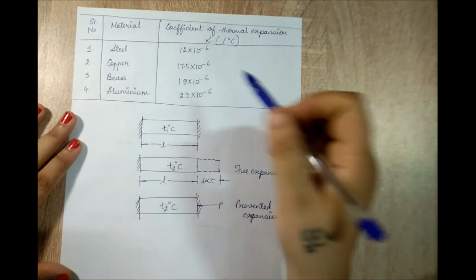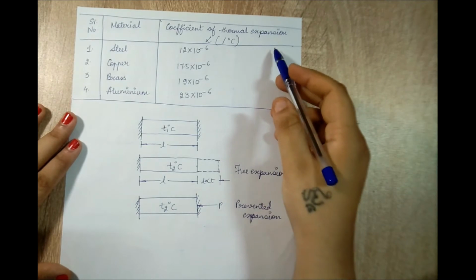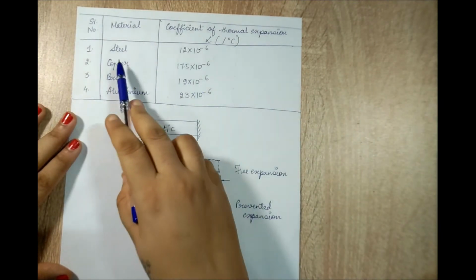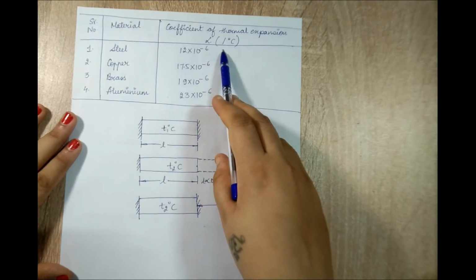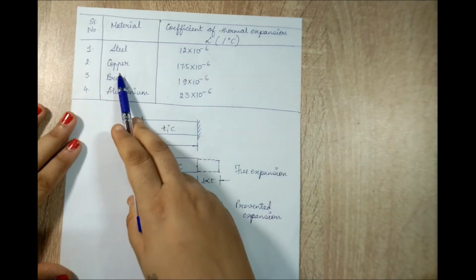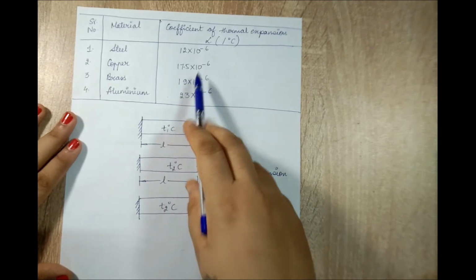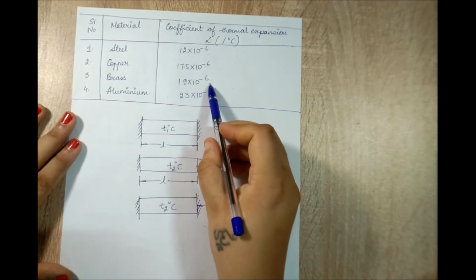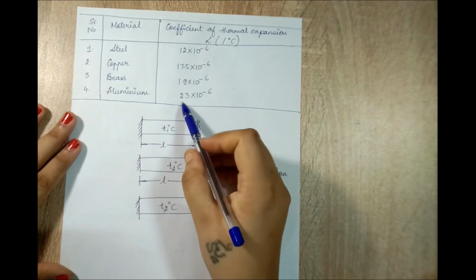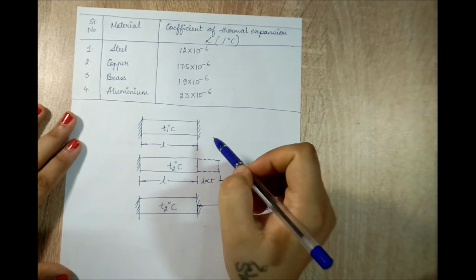Next, these are some materials and their coefficients of thermal expansion. Steel, the value is 12 into 10 raised to minus 6, unit is per degree Celsius. For copper, the value is 17.5 into 10 raised to minus 6. For brass, this value is 19 into 10 raised to minus 6. And for aluminium, it is 23 into 10 raised to minus 6.